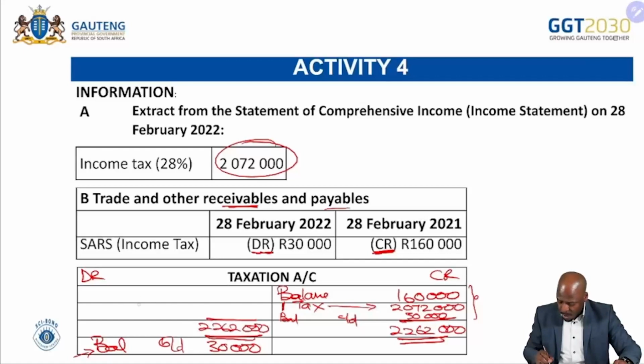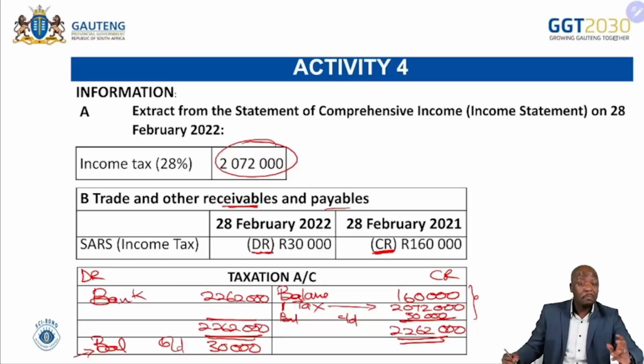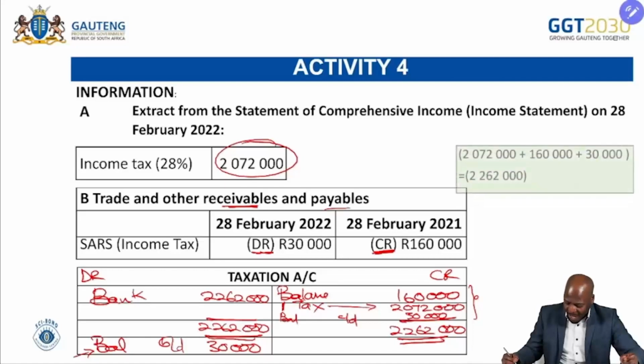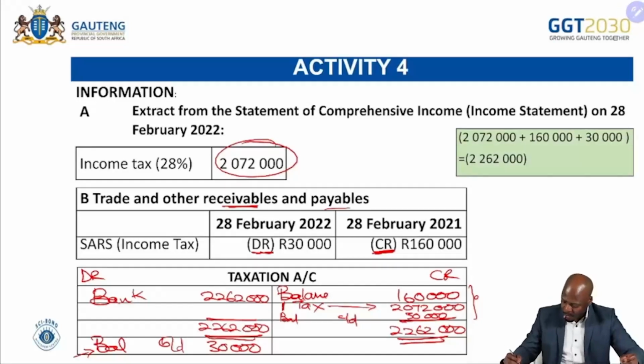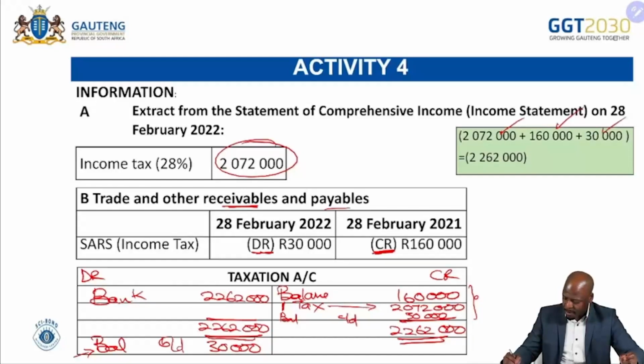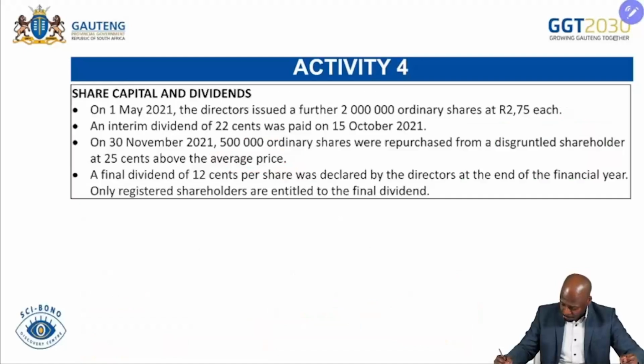2,262,000. That means here I'm going to get my bank tax paid, 2,262,000. Okay, I know there are several other ways of doing this. I just thought today I should show you the T account. So as I'm chasing behind time, I'm going to quickly go on to my dividends. Here is the other way that we'd have calculated it: 2,072,000 plus the 160 plus the 30 to give you the 2,262,000.